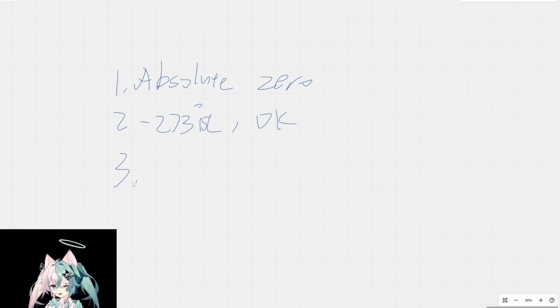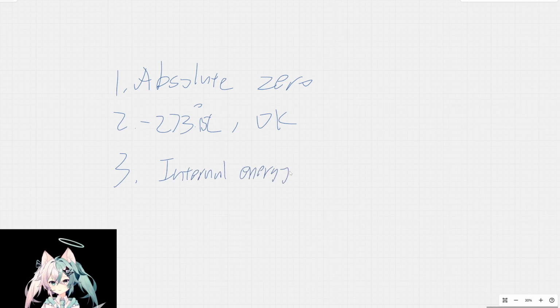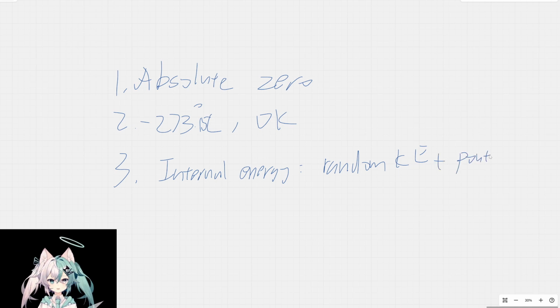And the third question is, what is meant by the internal energy of a body? The answer is, it is the sum of the randomly distributed kinetic and potential energy of all of its particles. So we can just remember random KE plus potential.